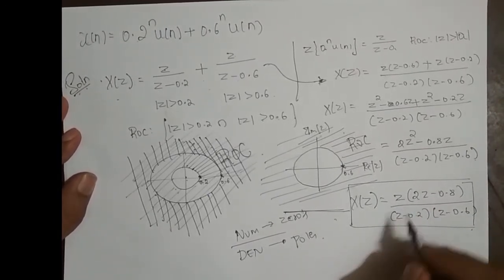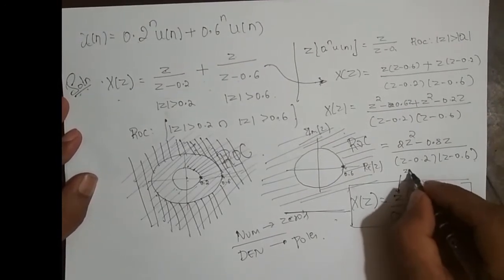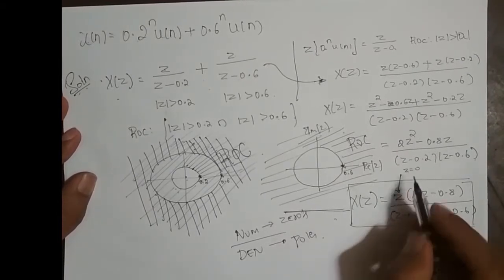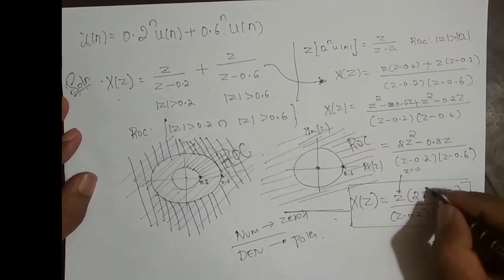Now how many zeros are there? I have two zeros, right? One is at, if I put z equal to 0 here, the numerator becomes 0. So one zero is at z equal to 0. It is here. Okay. And where is the other zero? The other zero is here, right?